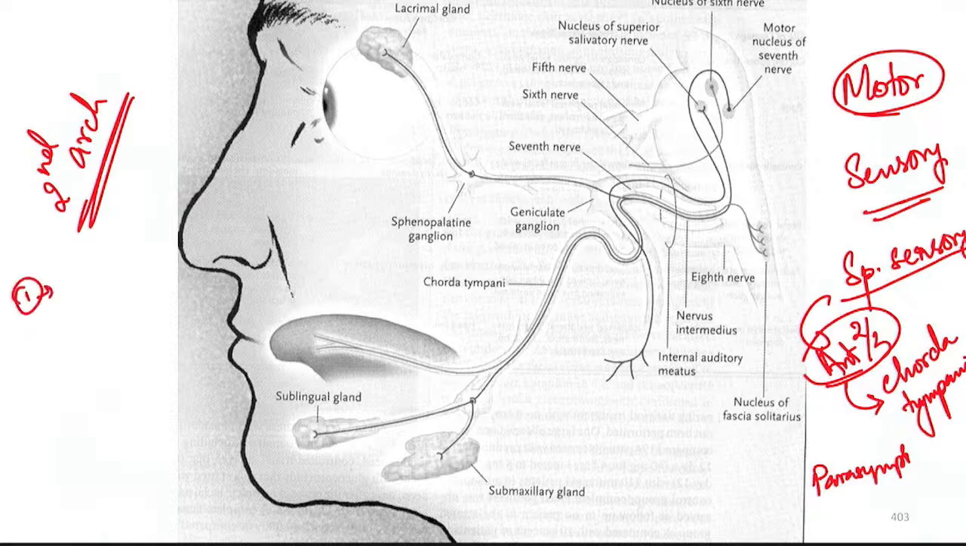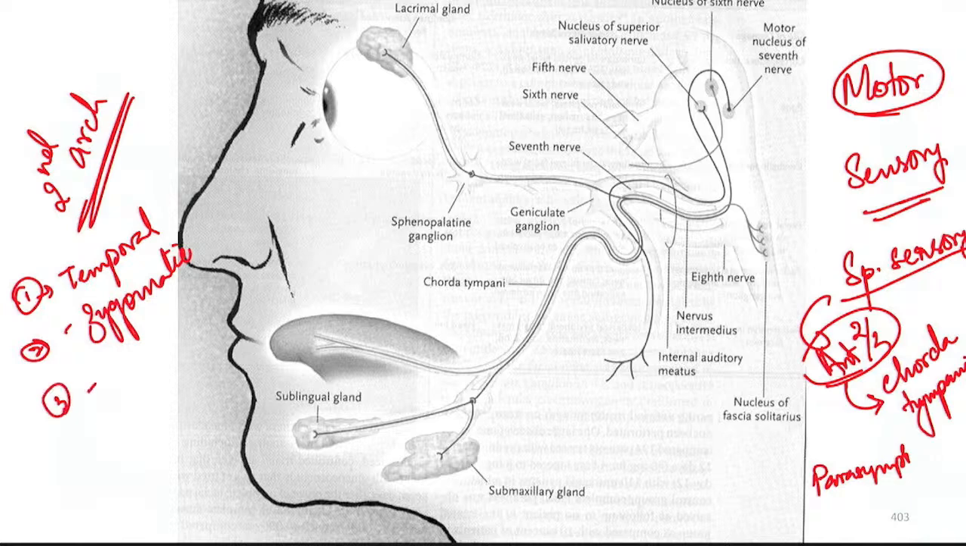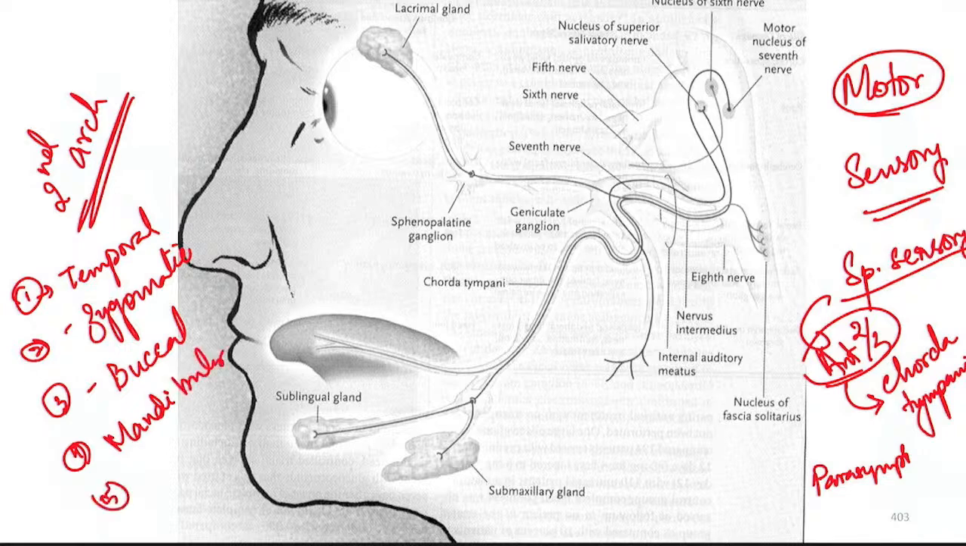So the first one will be the temporal branch. Then we have the zygomatic branch, buccal, then the mandibular or marginal mandibular branch, and finally the cervical branch. These are the terminal branches of our facial nerve.